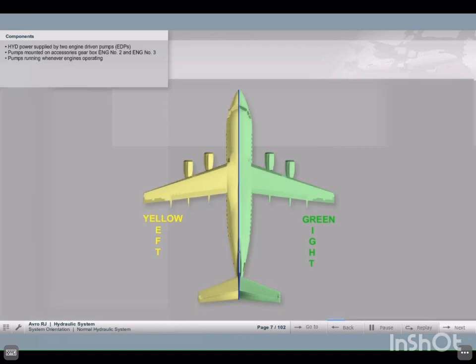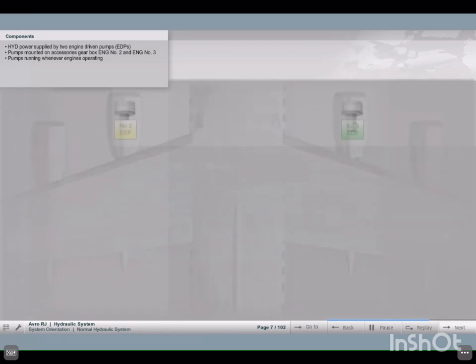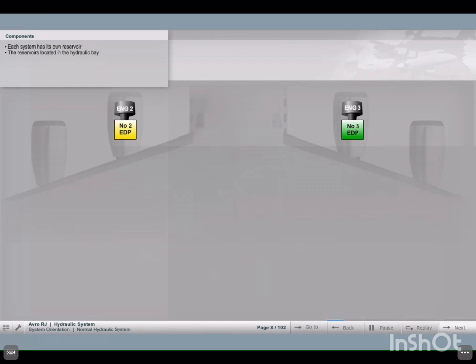Normally, hydraulic power is supplied by two engine-driven pumps. The pumps are mounted on the accessories gearbox on numbers 2 and 3 engines. The pumps are running whenever the engines are operating. Each pump has its own reservoir of hydraulic fluid. The reservoirs are located in the hydraulic bay.